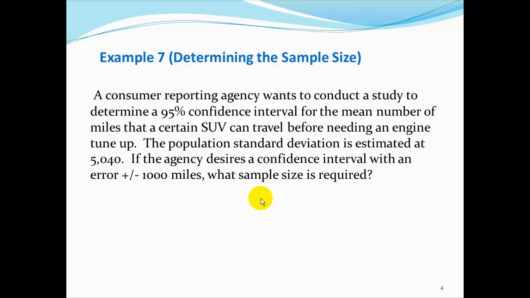An example. A consumer reporting agency wants to conduct a study to determine a 95% confidence interval for the mean number of miles that a certain SUV can travel before needing an engine tune-up. The population standard deviation is estimated at 5,040. If the agency desires a confidence interval with an error of plus or minus 1,000 miles, what sample size is required?